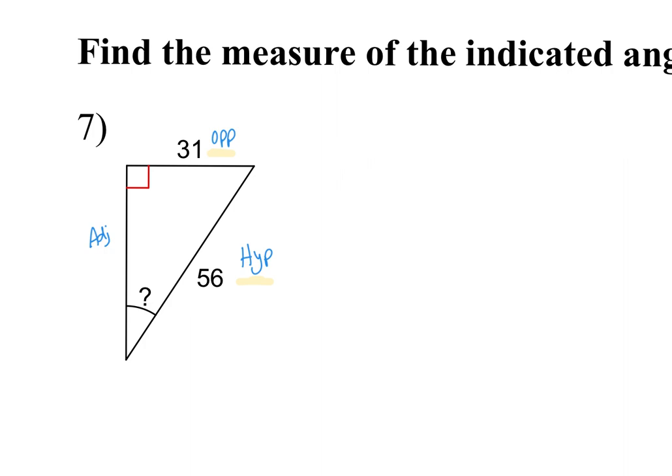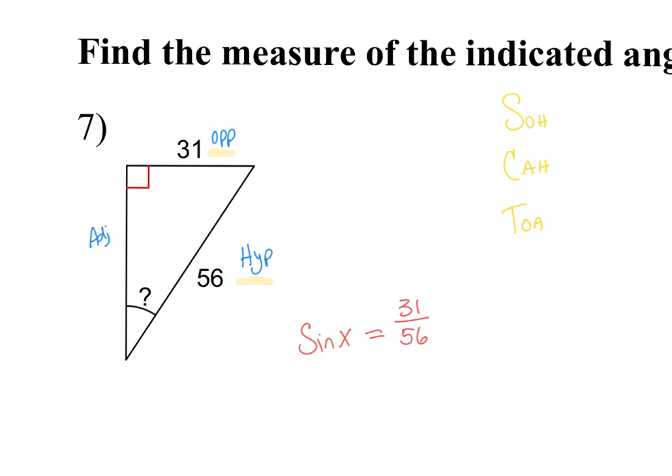Which trig function deals with the opposite and the hypotenuse? Again, I can go right back to my SOHCAHTOA, and obviously my sine is the one that deals with opposite and hypotenuse. So that is the trig function I'm going to use. The sine of this angle that I don't know should equal the opposite side over the hypotenuse side. Which means I need to use the inverse function of sine, not the reciprocal function, the inverse function.